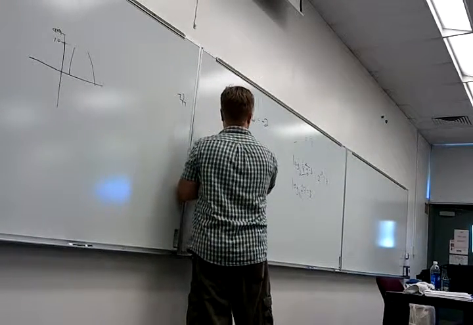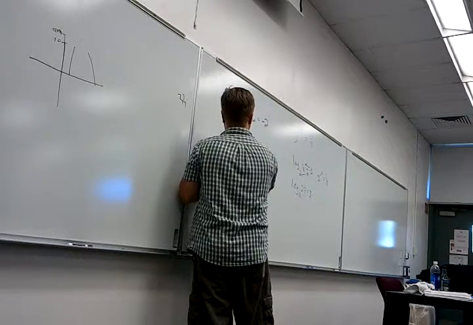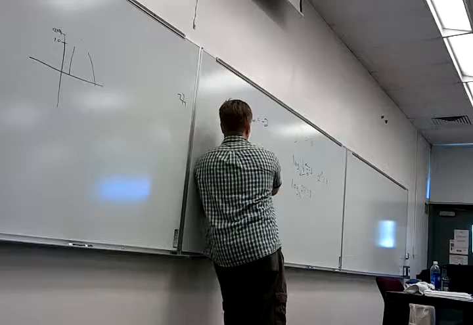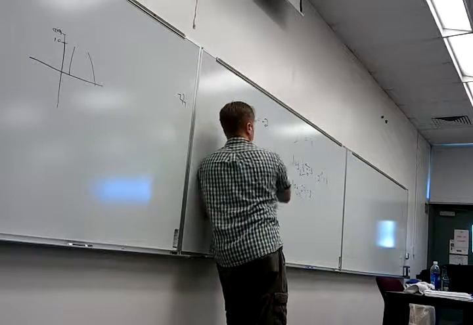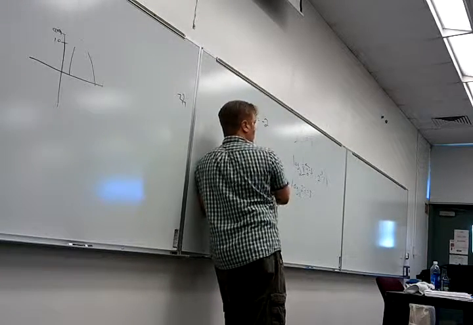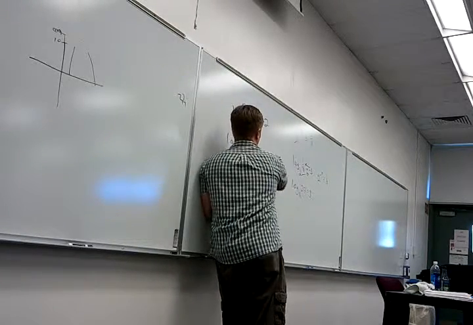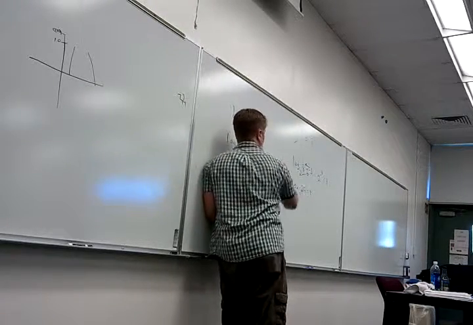What's log base 5 of 1? 0. I love it. So log base almost anything of 1 is 0. Why? Because 5 to the 0 is 1. There you go.